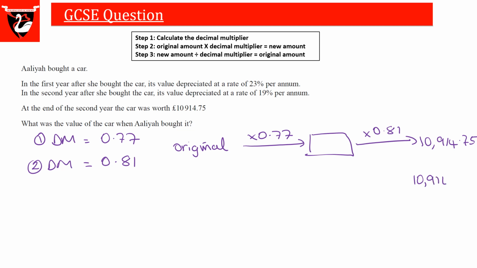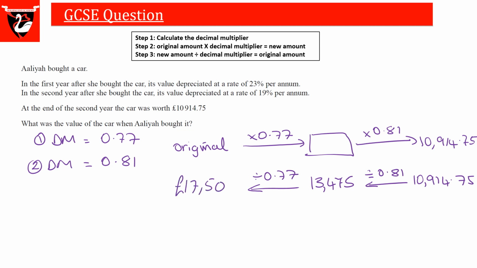So £10,914.75, we're going to divide by 0.81, and if we divide by 0.81, that gives us 13,475. We then reverse the first step, so we would divide by 0.77, and that gives us an original value of the car of £17,500. So well done if you got that question correct.